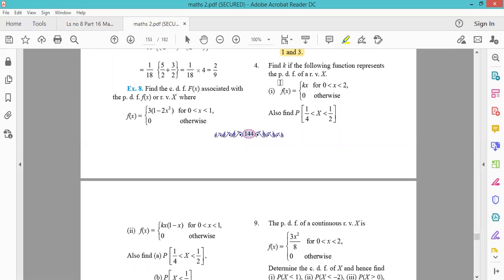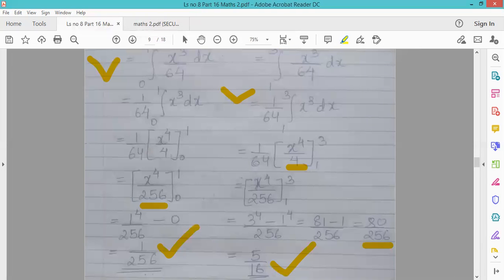Now you have to find the value of k if the following function represents the PDF of a random variable x. So now over here class, it is given that the function is a PDF of x. You have to find the value of k over here. After finding the value of k for this particular sum, you have to find the probability of 1 by 4 less than x less than half. So let's see how the sum is solved.